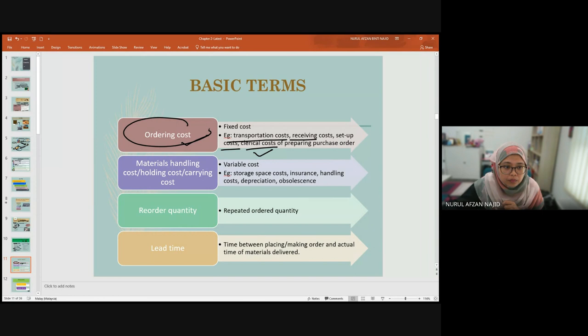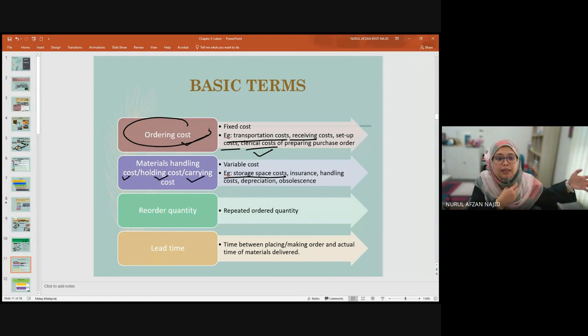Next kita ada material handling cost. Dia ada banyak nama, ataupun dikenali sebagai holding cost ataupun carrying cost. Cost ini berlaku bila barang tu dah sampai dekat warehouse. Barang dah sampai, apa yang you kena buat? Bila dah turunkan barang daripada container, bawa masuk ke warehouse, kita kena incur storage space cost. Kita kena ada satu bangunan untuk kita simpan all the material yang kita terima.